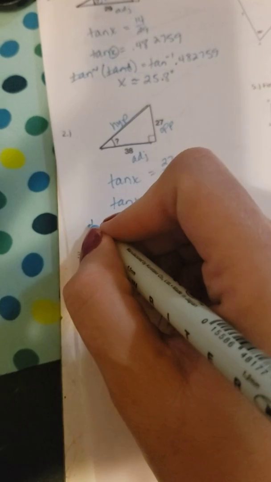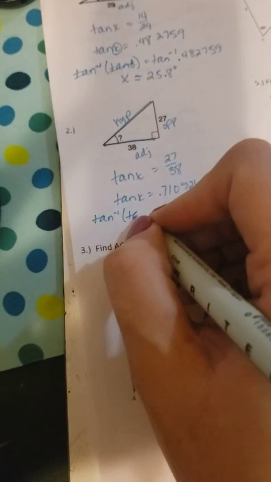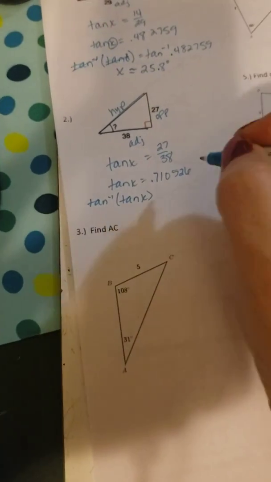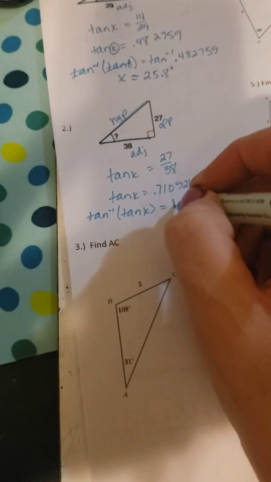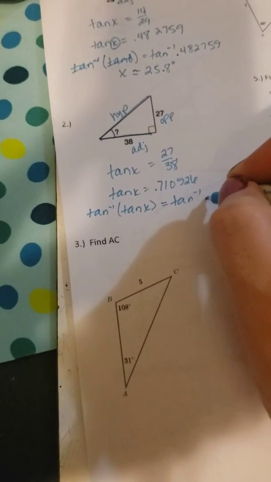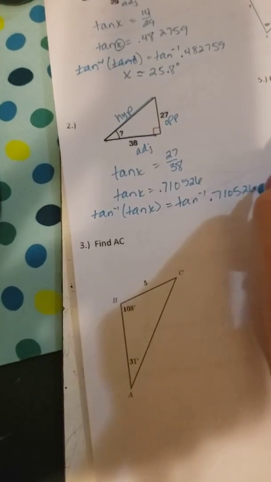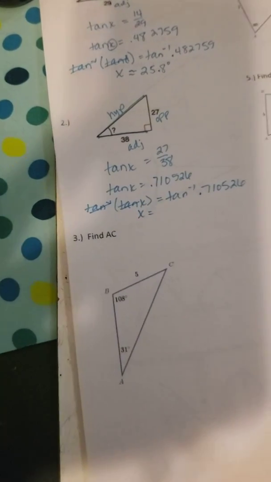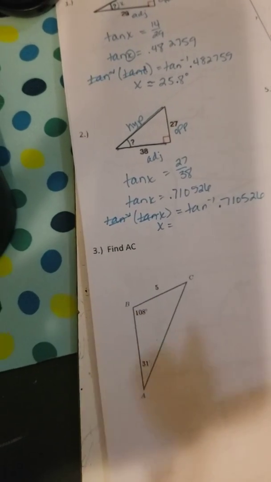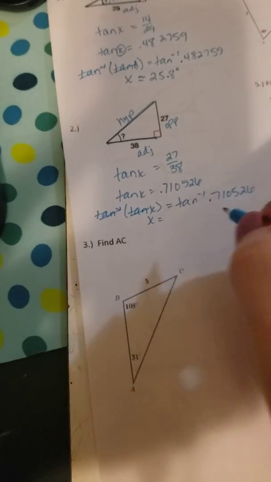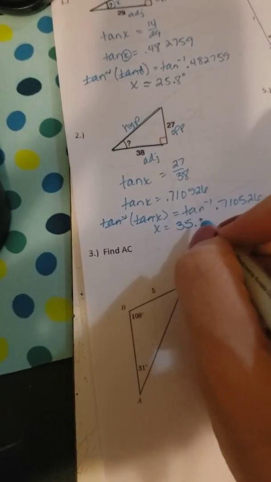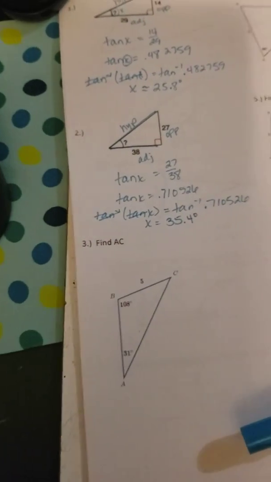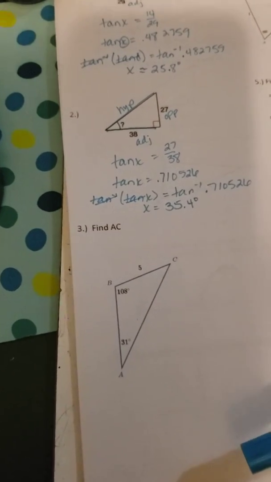I do the inverse tangent on both sides. Now this would work the same if you had sine or cosine. You would just do the inverse sine or the inverse cosine. My tangent and my inverse tangent eliminate each other. And if I put inverse tangent of 0.710526 in my calculator, I get approximately 35.4 degrees.